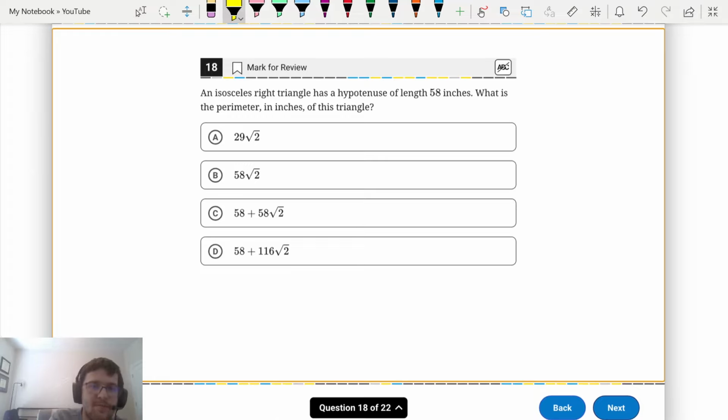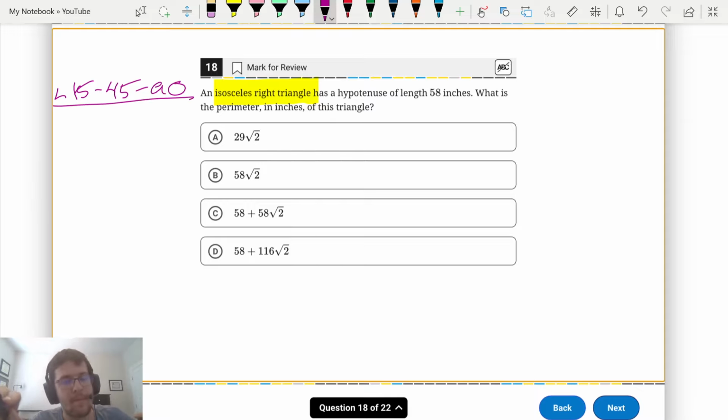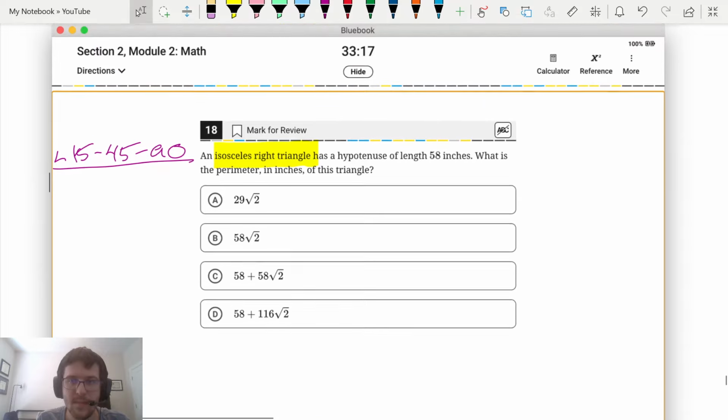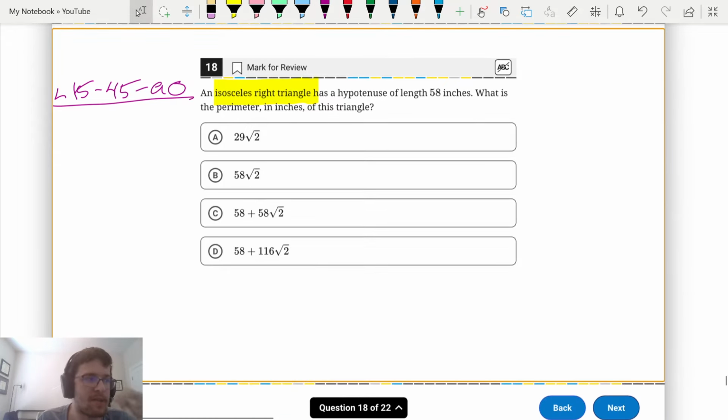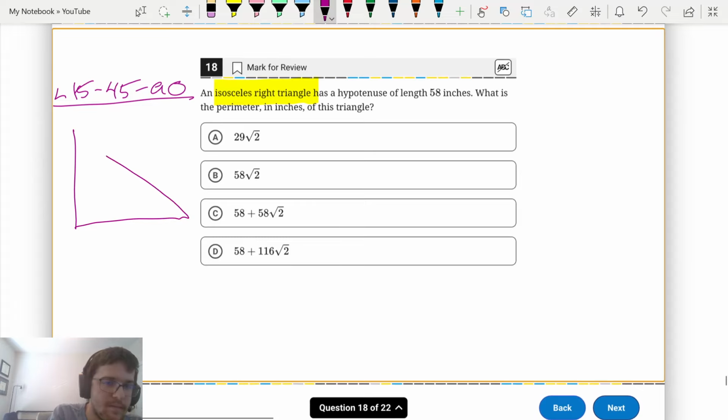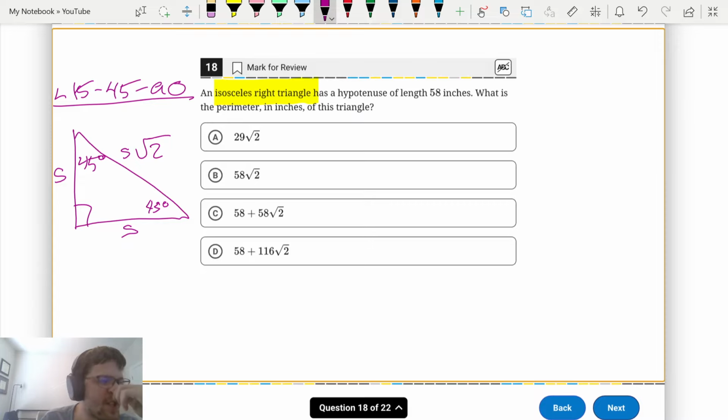Okay, so anytime you see these words, an isosceles right triangle, that means it's a right triangle with 2 equal legs. In other words, it's a 45, 45, 90. Anytime you see isosceles right triangle, that's what you should be thinking of. I can't click on it and show you, but if you click on the reference sheet up here, the special right triangles are in there, so you don't even need to memorize them. So it looks something like this. So 45 degrees, 45 degrees, S, S, S root 2. Isosceles right triangle is just a fancy name for a 45, 45, 90. So anytime you see that on the test, you should immediately be thinking 45, 45, 90.